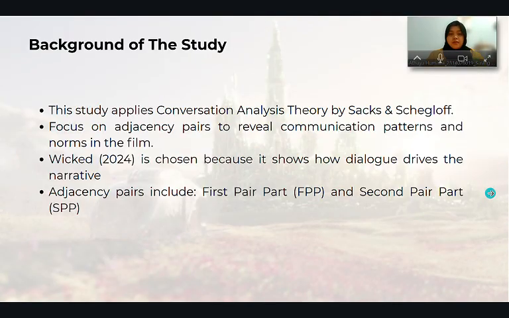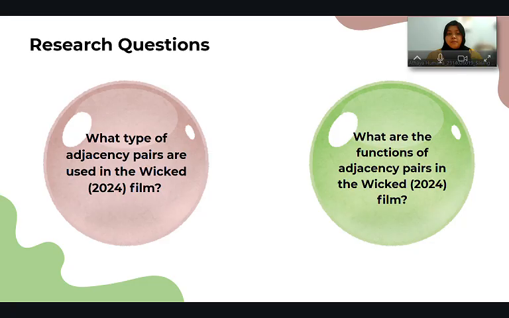The first is the background of the study. The researcher applies conversation analysis theory by Sacks and Schegloff and focuses on adjacency pairs to reveal communication patterns and norms in the film. Why did the researcher choose the film Wicked? Because it shows how dialogue drives the narrative of adjacency pairs. Adjacency pairs in this research come from the theory of Sacks and Schegloff, and involve the first pair part, or FPP, and the second pair part, or SPP.